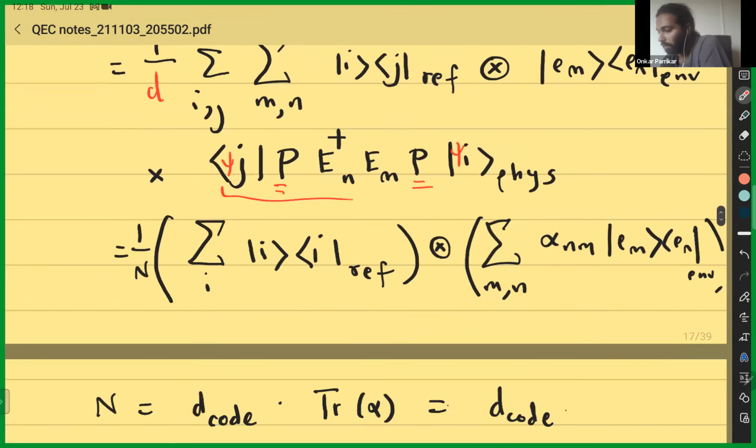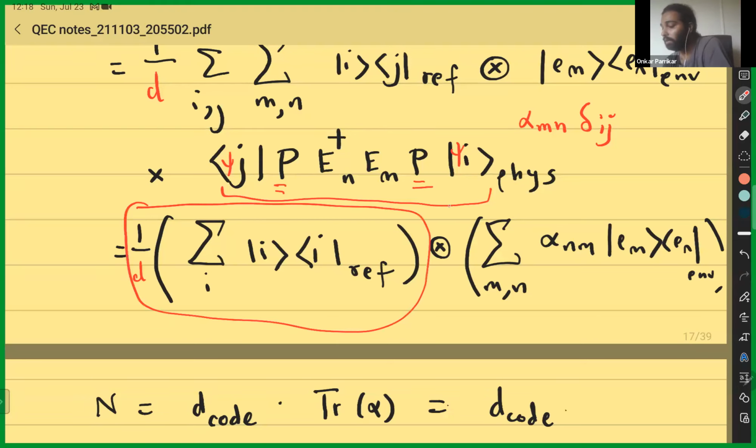So here we are in business, because the Knill-Laflamme conditions tell us that this is just alpha_mn times delta_ij. So plugging that into this equation, you manifestly see that this thing is factored. It's some density matrix on the reference and some density matrix on the environment, and they don't talk to each other.